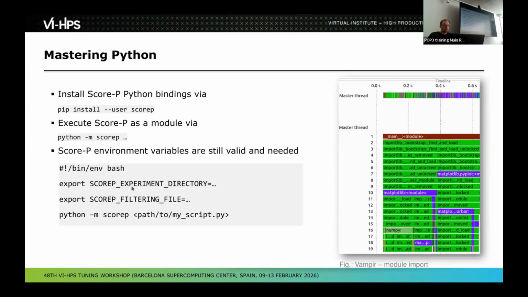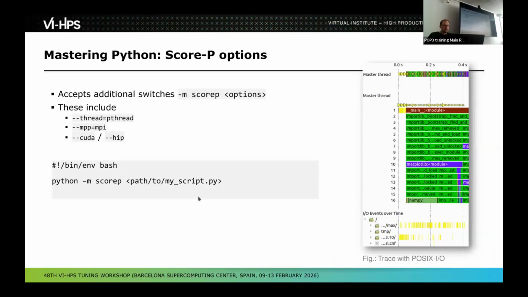You export your Scorpy environment variables like experiment directory and filtering file, and just add the option of the Scorpy module to the execution of the Python script. There are additional options similar to those we have for general Scorpy executions, like using threading with --thread pthread, using --mpp for multi-process processing with MPI, or --CUDA and --hip to see these additional options in your execution.